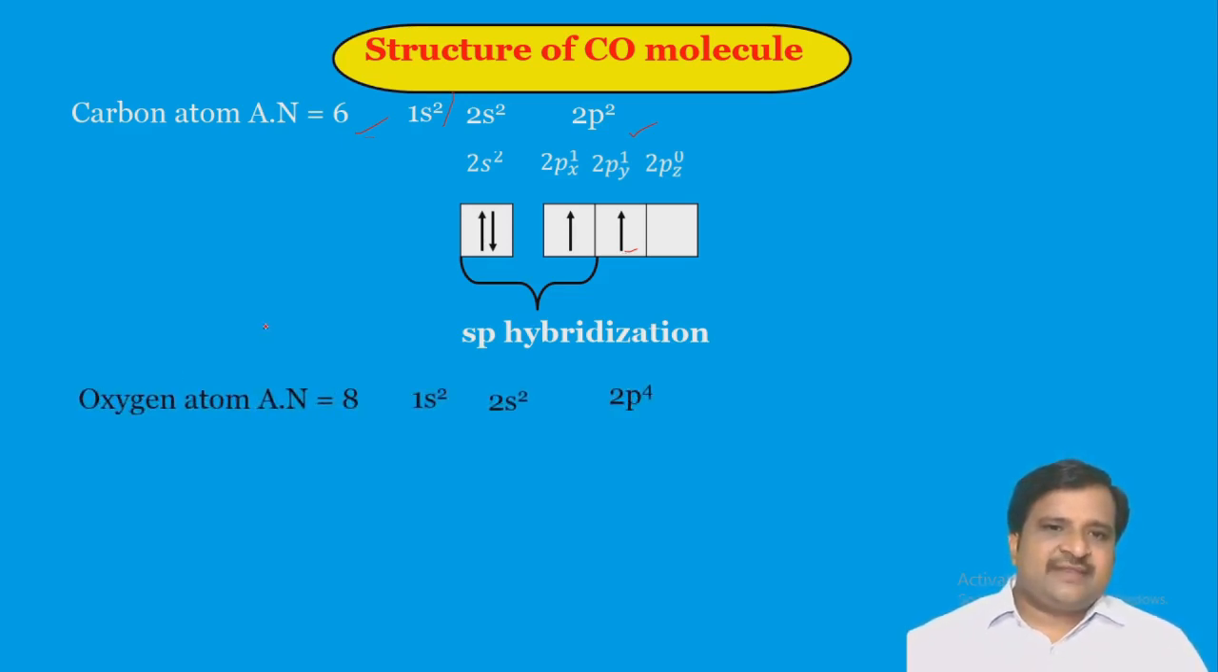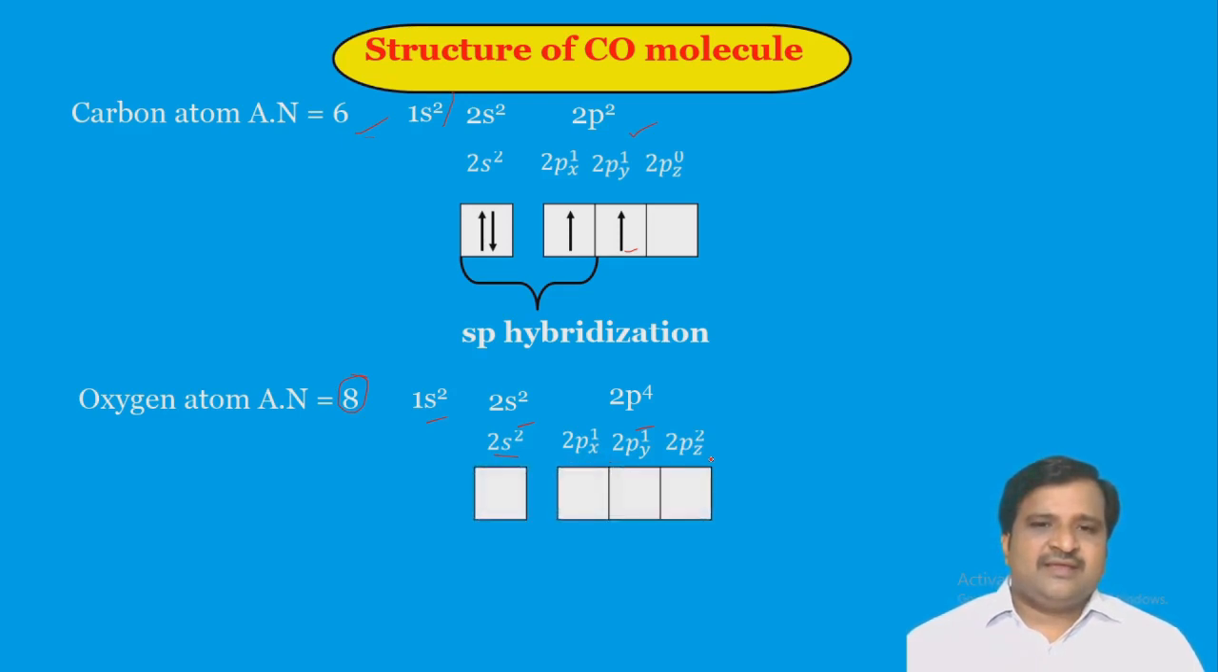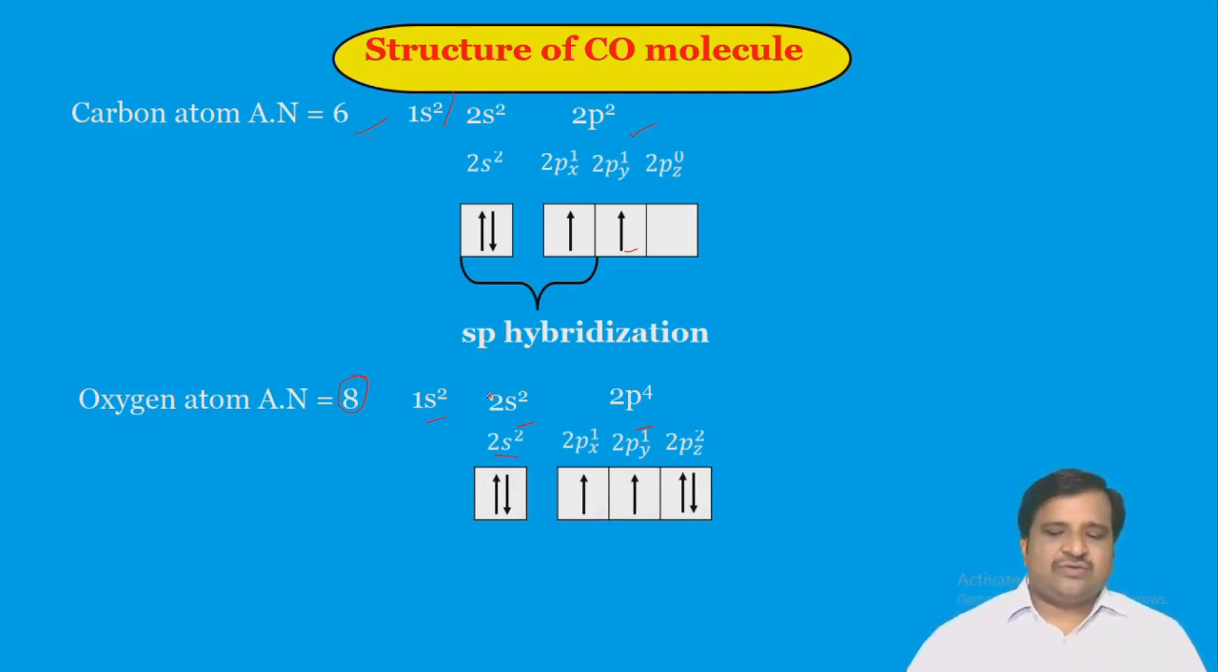And the other atom, oxygen, with atomic number 8 and electronic configuration 1s2, 2s2, 2p4. Here, the valency shell electronic configuration is 2s2 and 2p4, 2px1, 2py1 and 2pz2. There are 6 electrons in this valency shell. Here also, the oxygen undergoes sp hybridization. That means one s orbital and one p orbital undergo hybridization, and the remaining two p orbitals do not participate in the hybridization. So both carbon and oxygen atoms undergo sp hybridization.